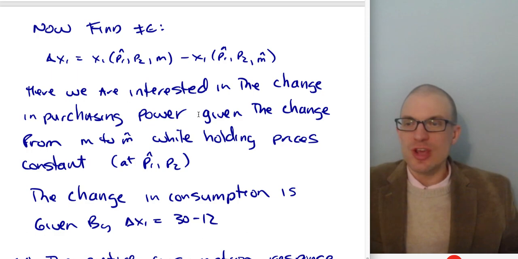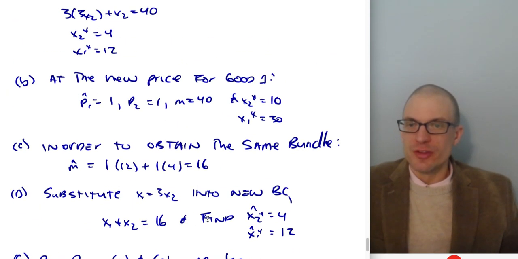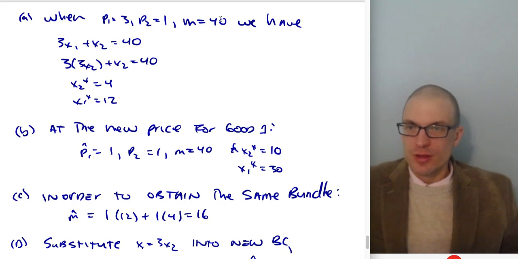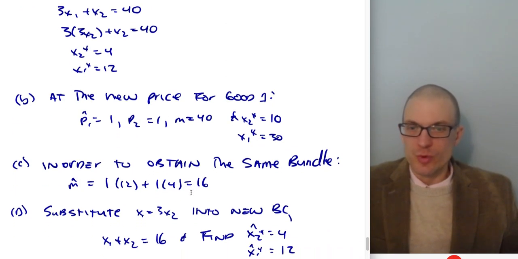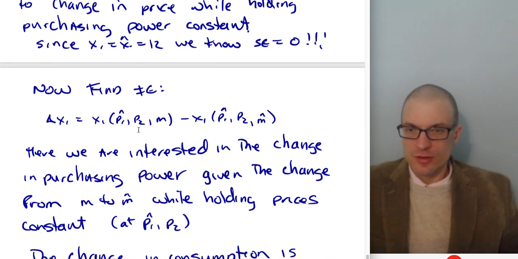Here we're interested in the change in purchasing power given the change in income from 40 to 16, holding the prices constant at the new prices of 1 and 1. The change in consumption is then given by the change in good 1. So this is going to be 30 and 12. Why? Because when I had 40 units of income available at the old prices, I bought 12 units of good 1. At the new prices, let's see, what are we comparing? New prices. Sorry, I lost myself.